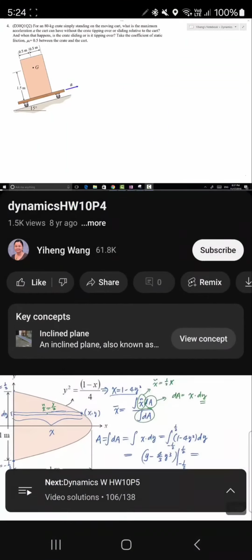In this problem, we have an 82 gram crate that is simply standing on this moving cart on an inclined surface at a 15 degree angle to the horizontal. Because the crate simply stands on the cart, nothing keeps it from moving except the frictional force between the crate and the cart. We need to determine the maximum acceleration the cart can have without causing the crate to move. It could either tip over or slide relative to the cart.